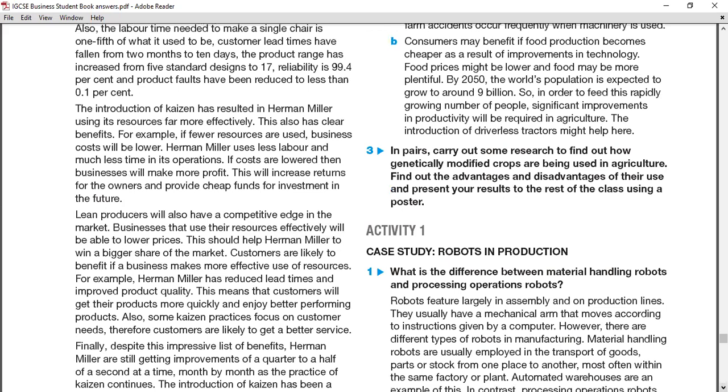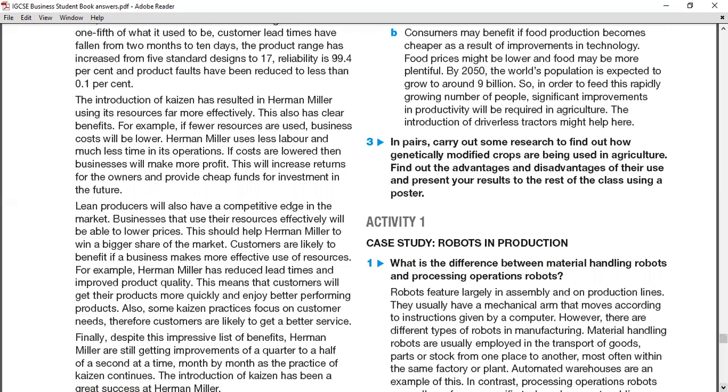Lean producers will also have a competitive edge in the market. Businesses that use their resources efficiently will be able to lower prices. This should help Herman Miller to win a bigger share of the market. Customers are likely to benefit if a business makes more effective use of resources. For example, Herman Miller has reduced lead times and improved product quality. This means that customers will get their products more quickly and enjoy better performing products.